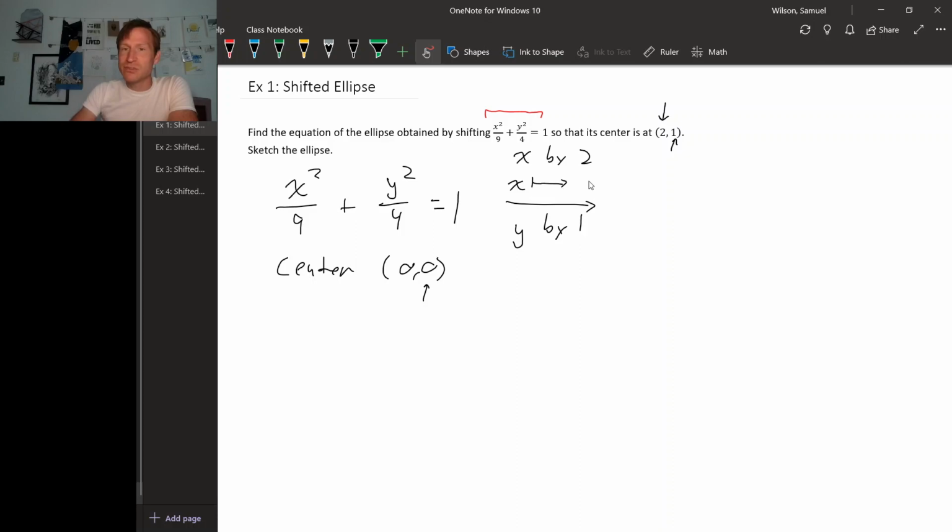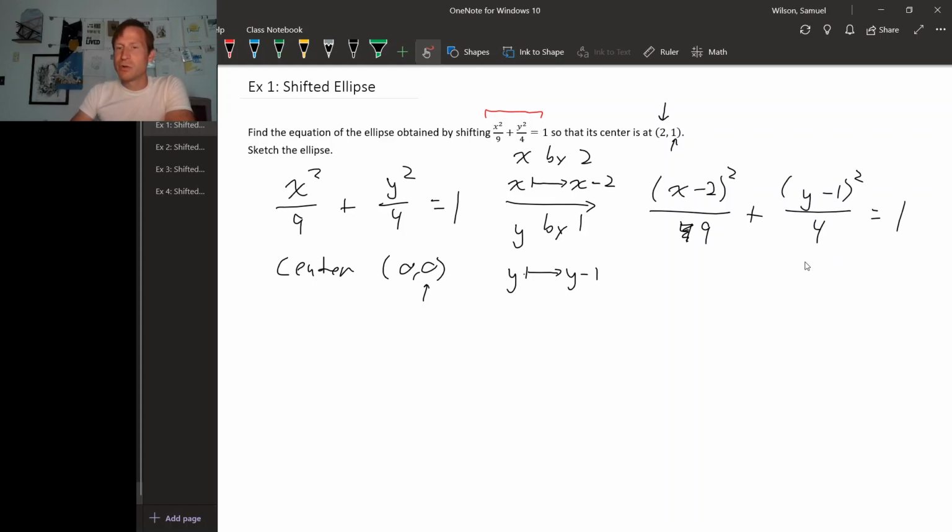Okay, now shifting in the x direction by 2, to achieve that in the equation, we need to replace x with x minus the shift. So replace x with x minus 2. And for the shift in the y direction, we need to replace y with y minus the shift, so y minus 1. And that gives us the equation (x minus 2) squared over 9 plus (y minus 1) squared over 4 equals 1. So there's our new equation.